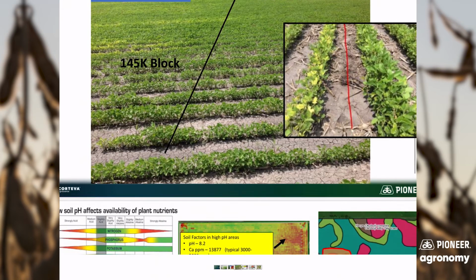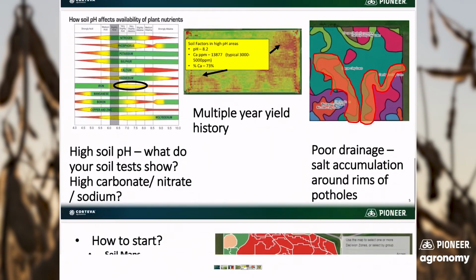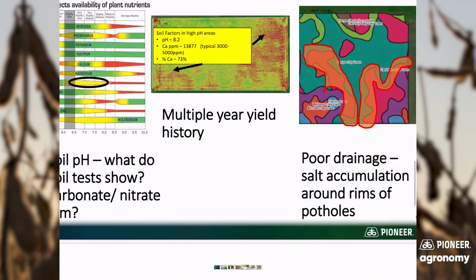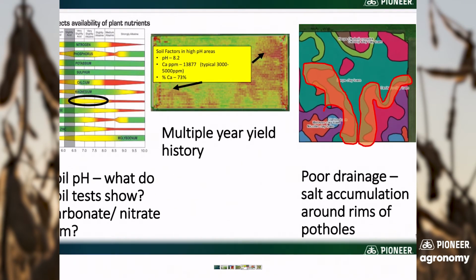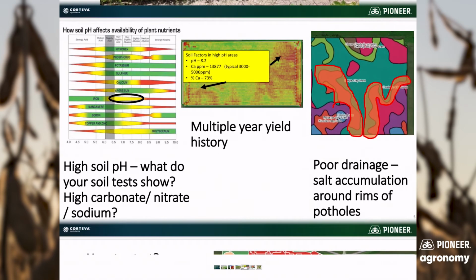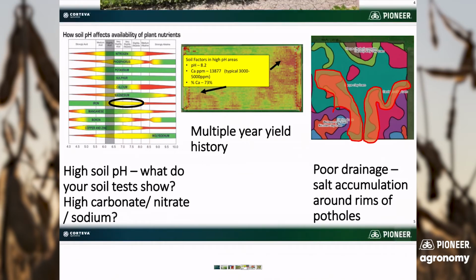So how do you go about making those variable rate blocks? Three things have to be considered. High soil pHs, and especially where you know that you have high carbonates or nitrates, especially sodium too. I like to use multiple year yield history to put these variable rate scripts together. And then, of course, looking at areas here, you can see the zones right in here of the orange outlined by the red. These are zones that have poor drainage and a lot of salt accumulation around the rims of the potholes.